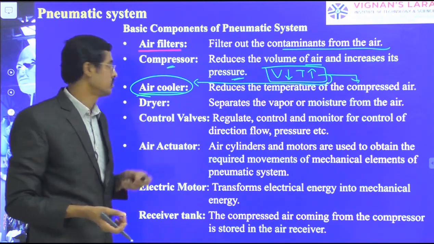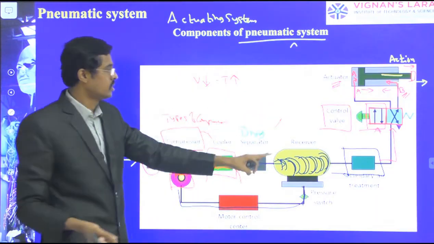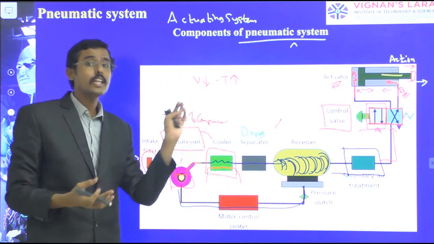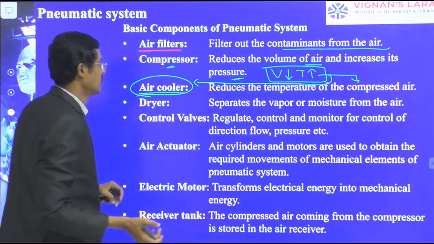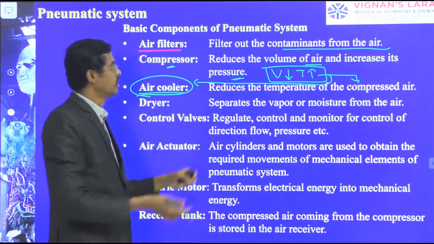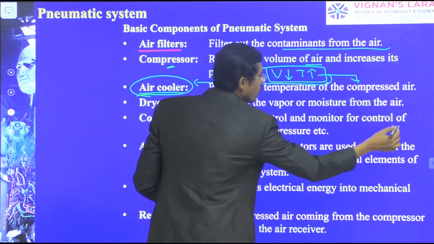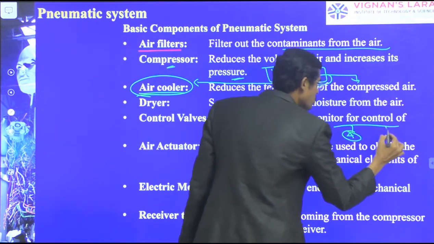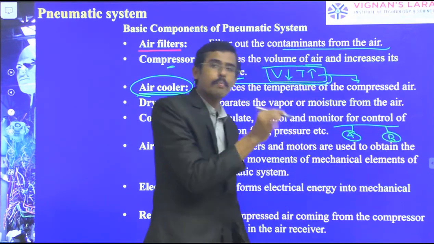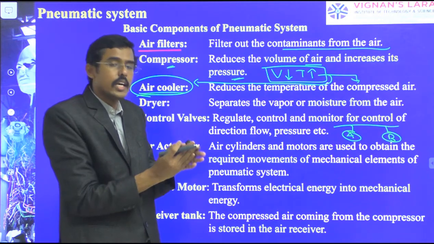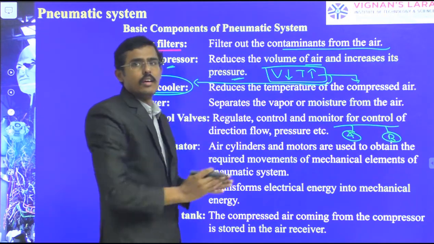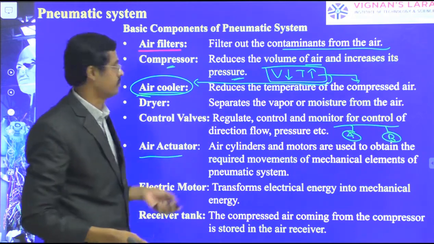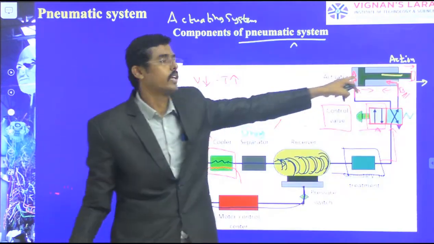Control valves. Next, where is the control valve? From the reservoirs, which are storage, we are going to the control valve now, and then it again releases the air. It regulates, controls and monitors whether it is to be in the A condition or in the B condition, where the supply is to be given, where the air should go, whether in the A or the B circuit. And then the air actuators, that cylinder, this air cylinder.